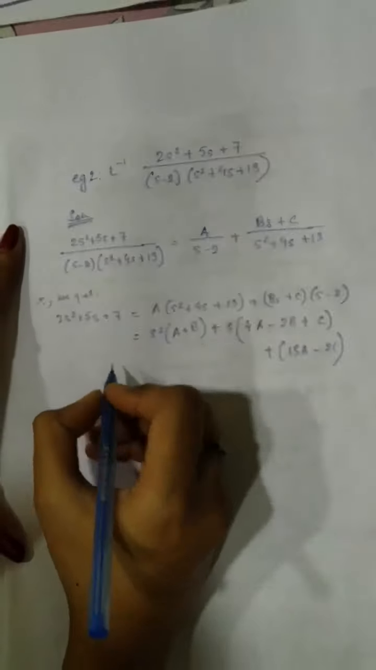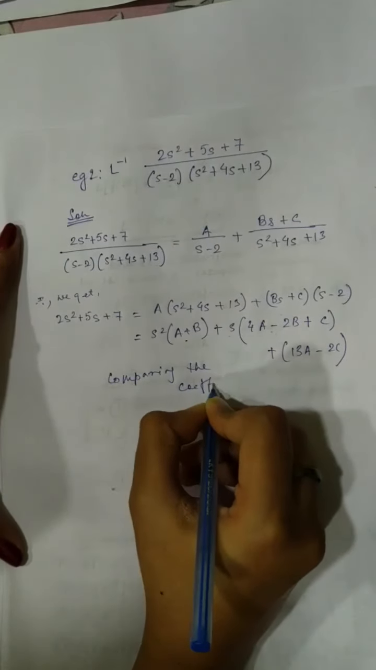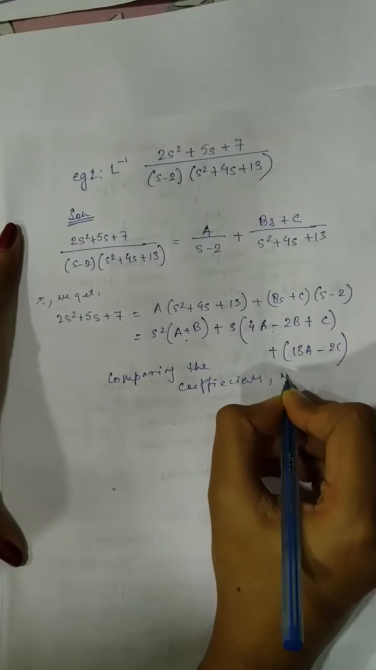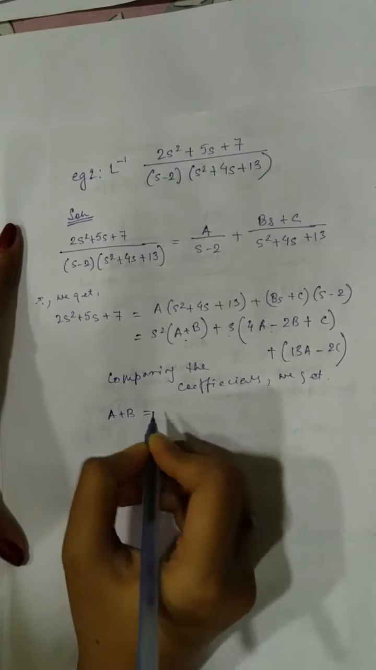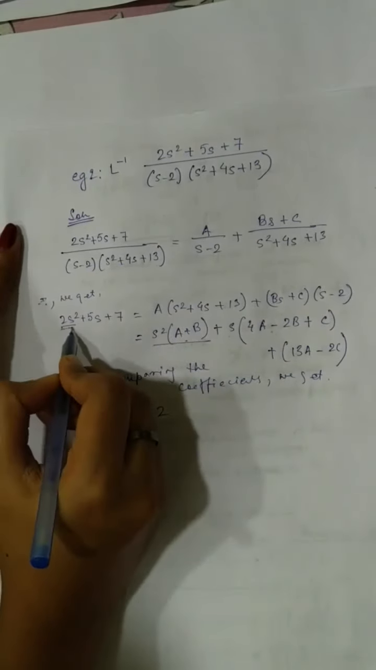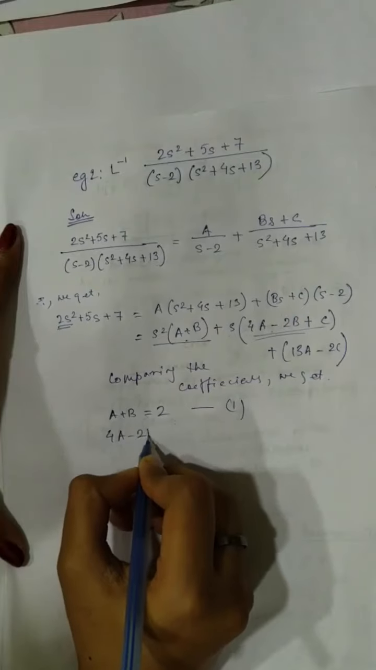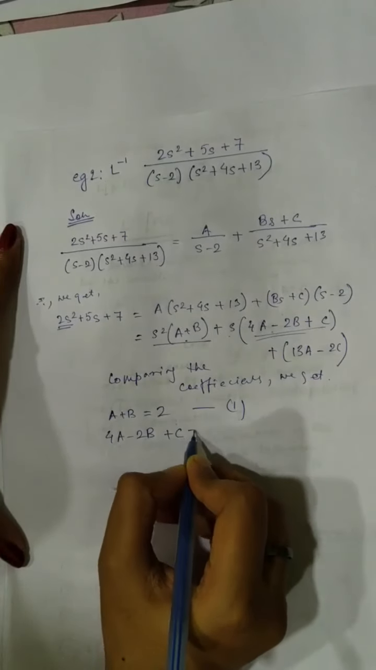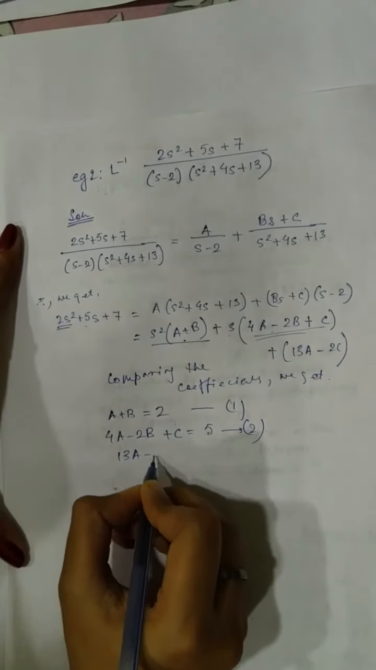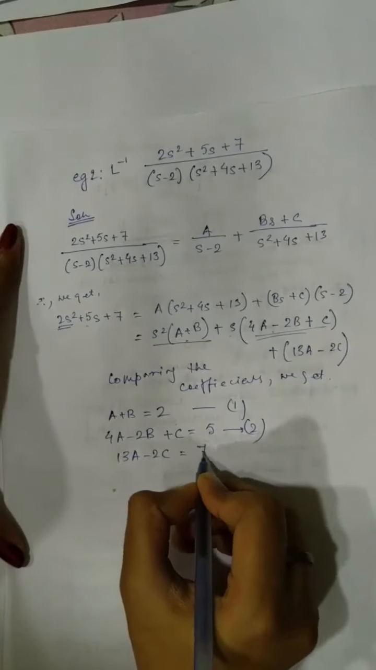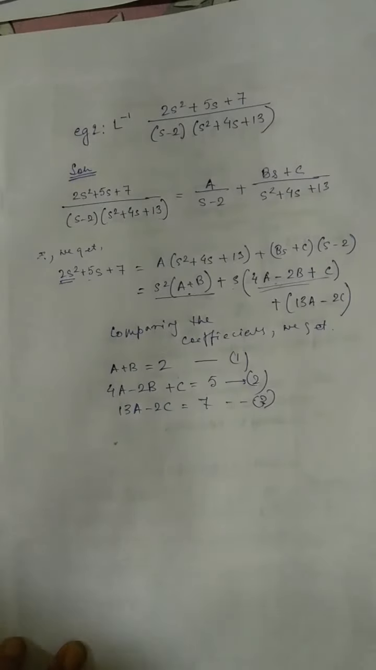Now we just need to compare. Comparing the coefficients, we get A plus B is equal to 2, right? This is equation 1. Now 4A minus 2B plus C is equal to 5. This is equation 2. And 13A minus 2C is equal to 7. This is equation 3. So you can solve these equations by any method you want to.